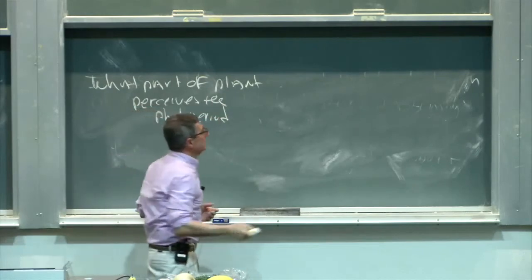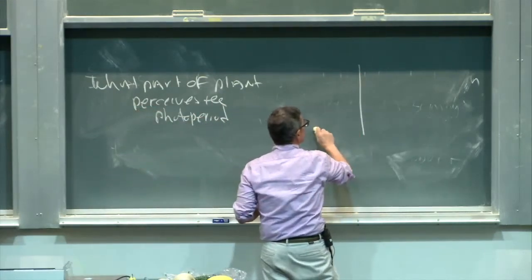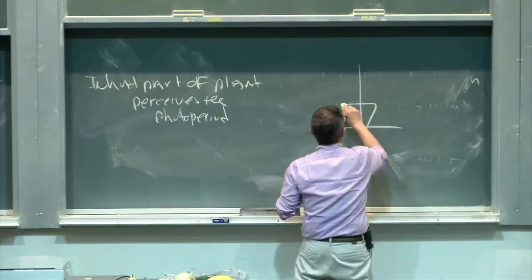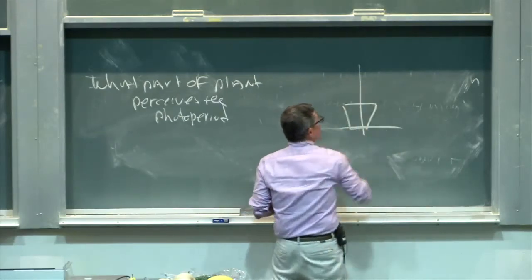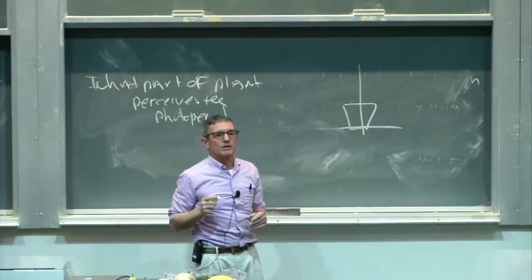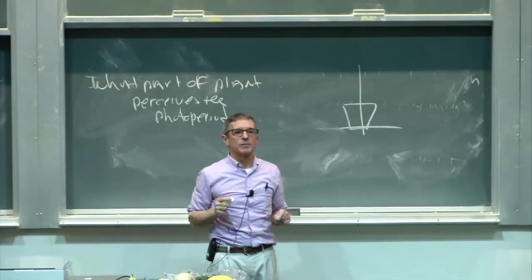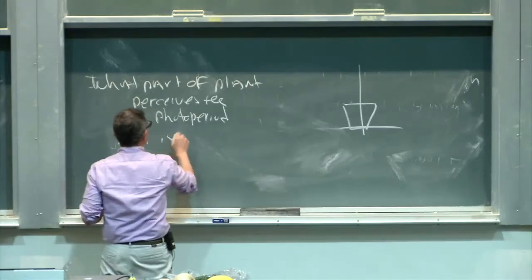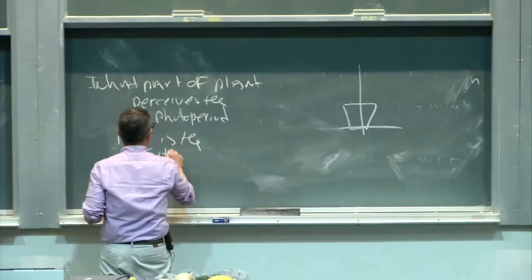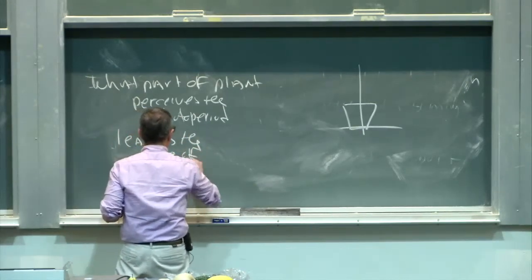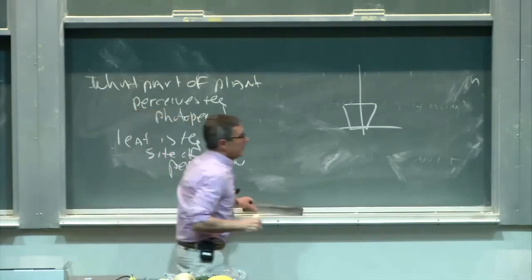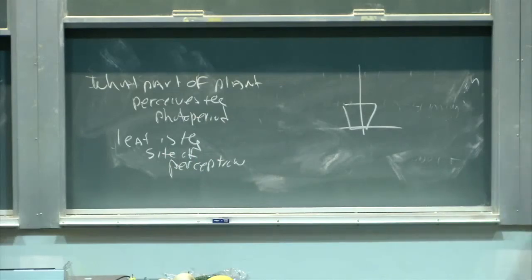So what was done was to take a plant, put it in a pot, and then irradiate different portions of the plant, and it was discovered that the leaf is the site of perception. The site of perception. And it is speculated that the following occurs.